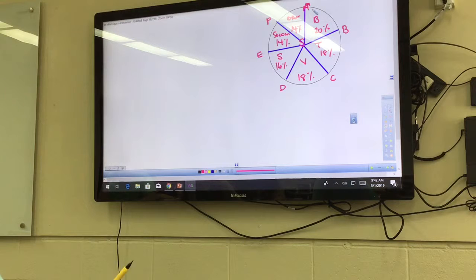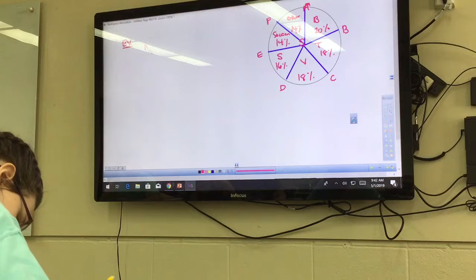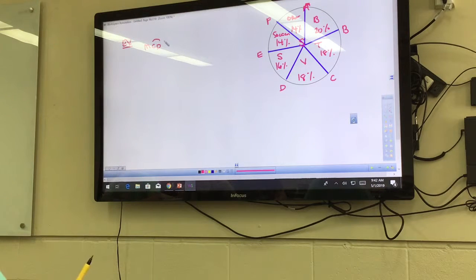It says refer to the circle graph, and we want to find the measure of arc CD. Well, the problem is I don't have any angles. I just have percentages of the circle. So what does CD represent? What sport? Volleyball. So arc CD has a value of 18% of that circle. But what is the whole circle? 360. So it's not saying 18 degrees out of 360. It's saying 18 what? Percent.